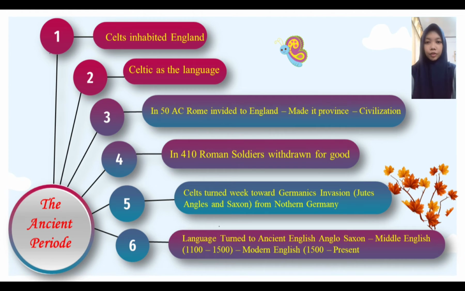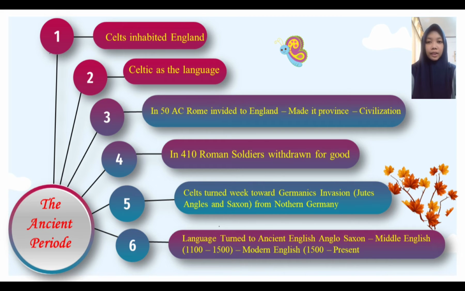First is about ancient periods. Point number one, Celts inhabited England. In the periods around the beginning of the era of the Masehi, the inhabitants of the islands were from the Celtic tribes, and they were still relatively primitive. Number two, Celts as the language. The Celts used a different language than English.